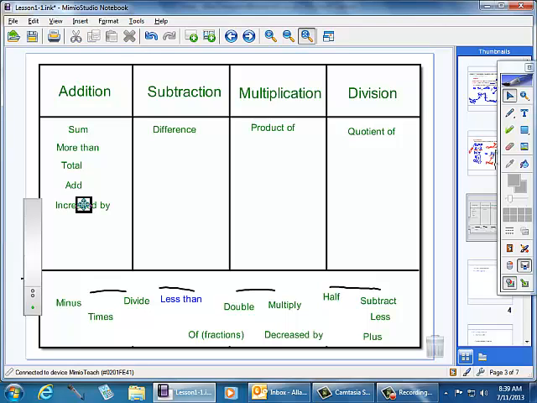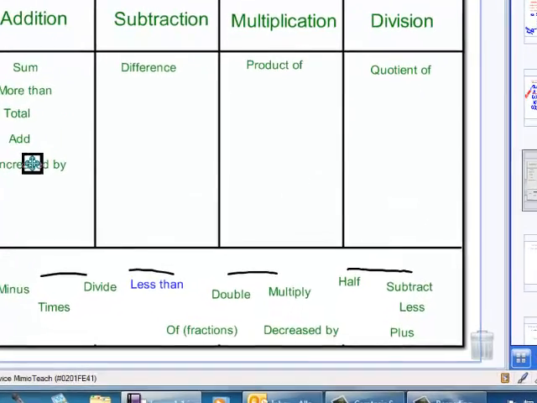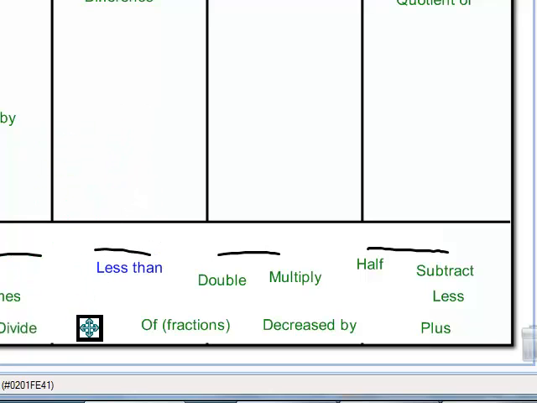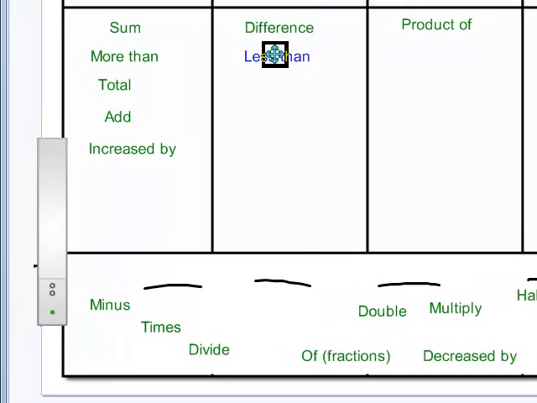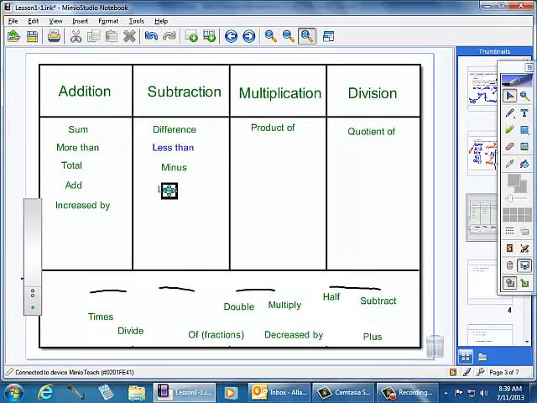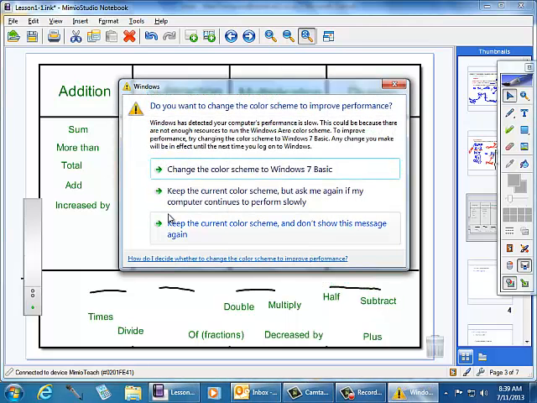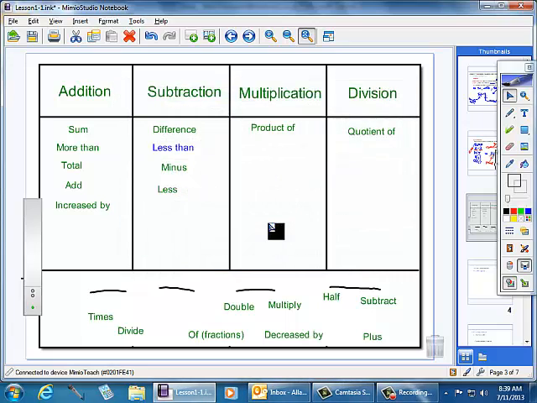Alright, let's move on to subtraction. Obviously, we have more than here, less than. Whoops, let's put that one back there. Less than means subtraction. Minus means subtraction. We know that. First grade. How about less? Subtract. Obviously. The obvious one. Let's do that so it doesn't show up anymore. Here we go. So subtract.